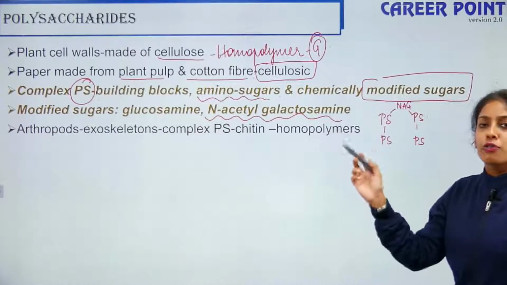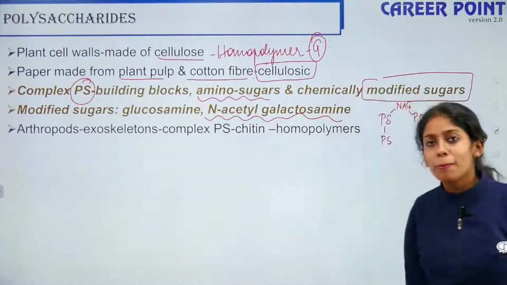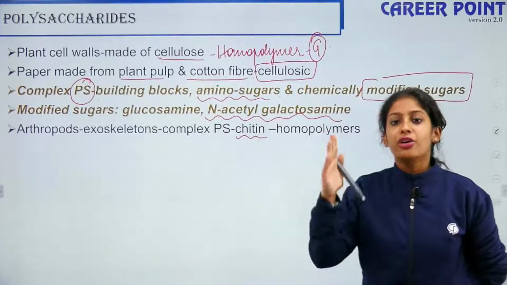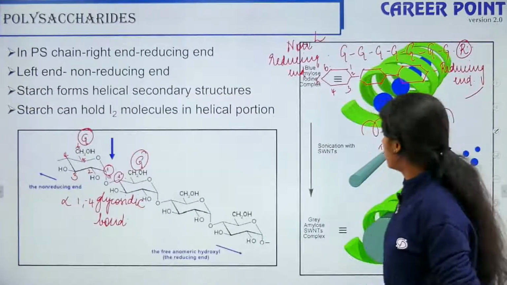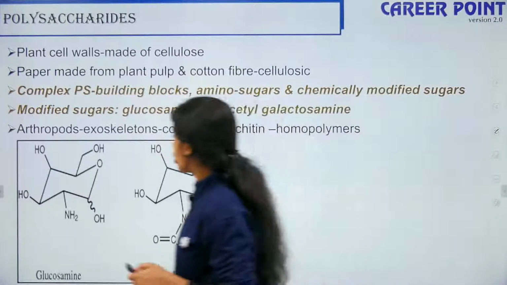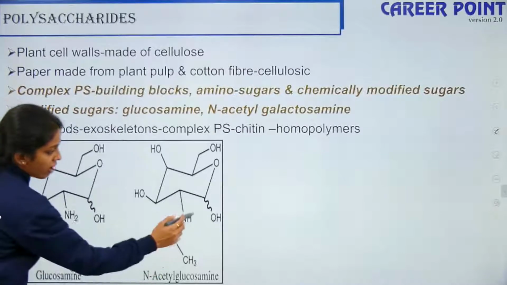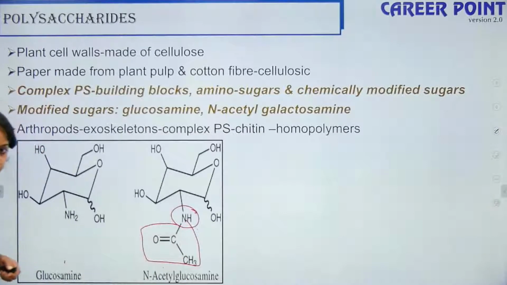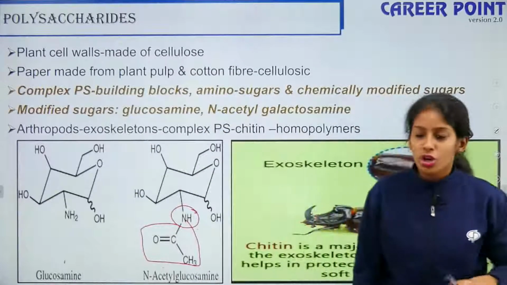In case of your phylum Arthropoda, exoskeletons have a complex polysaccharide known as chitin. This gives the brown color to your cockroach. This is your homopolymer. This is your glucosamine. This is your N-acetyl glucosamine, so you have an amino group as well. This is combined with glucosamine. So this is your chitin, which gives the brownish appearance to your cockroach.